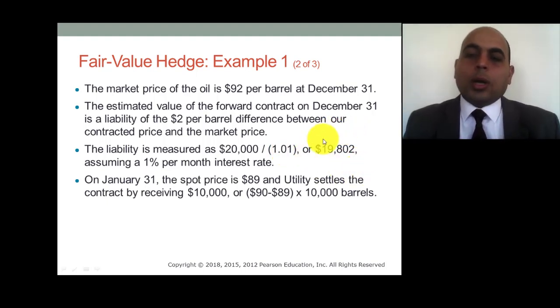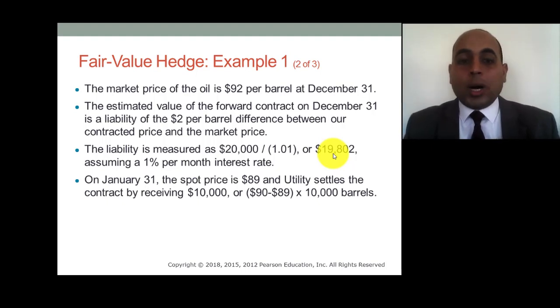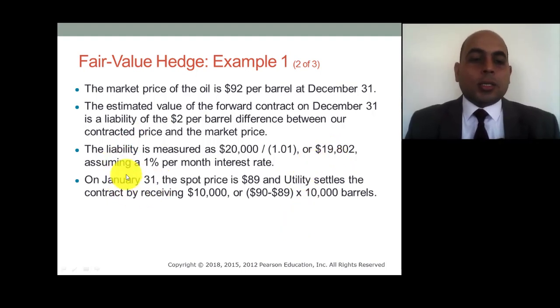So here we are talking about the present value, which is 19,802. Let us move to see how we will record the accrued transaction on 31 December, and then we will move back to discuss the transaction on 31 January, the date of settlement.